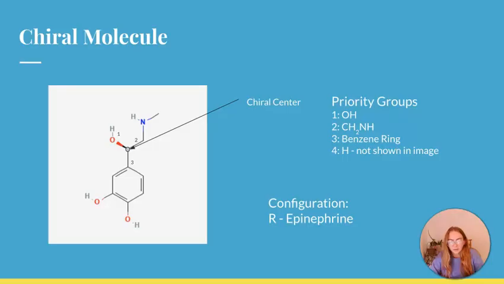Epinephrine is a chiral molecule. I have marked the chiral center with a dot and have the arrow pointing towards the chiral center. The priority groups in this molecule are the hydroxyl group, the carbon which is attached to the amino group, the benzene ring attached to the hydroxyl group, and also not pictured is the hydrogen, which would be going away from us based on the wedge structure of the hydroxyl group. I have listed the priority groups and their corresponding numbers here, as well as placed the numbers on the image. The numbers are going clockwise, so we have a right-handed configuration here. So I have labeled it R epinephrine.